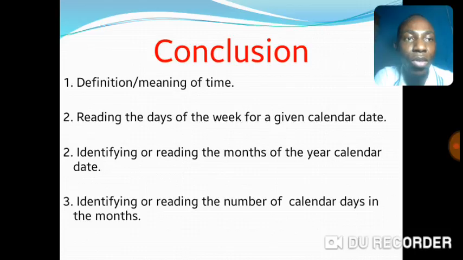Now we come to the conclusion of our lesson. What have you learned today? We learned about the definition or the meaning of time. We also learned about reading the days of the week for a given calendar date. We also identified or read the month of the year calendar date. We identified or read the number of calendar days in the month.